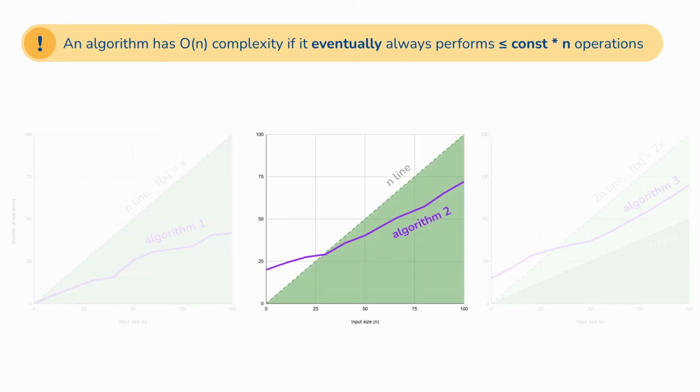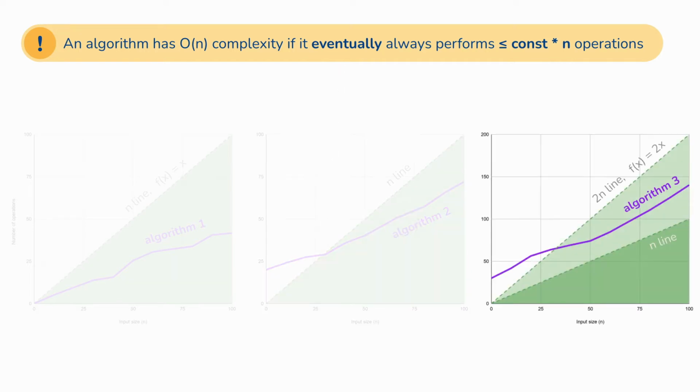The second algorithm has this area at the beginning when it performs more than n operations. This is quite common in practice because we have to define and initialize variables before we do the actual work. But notice that there is this inflection point after which the algorithm performs fewer than n operations. Because it eventually always performs fewer than n operations, we say that this algorithm is also big O n.